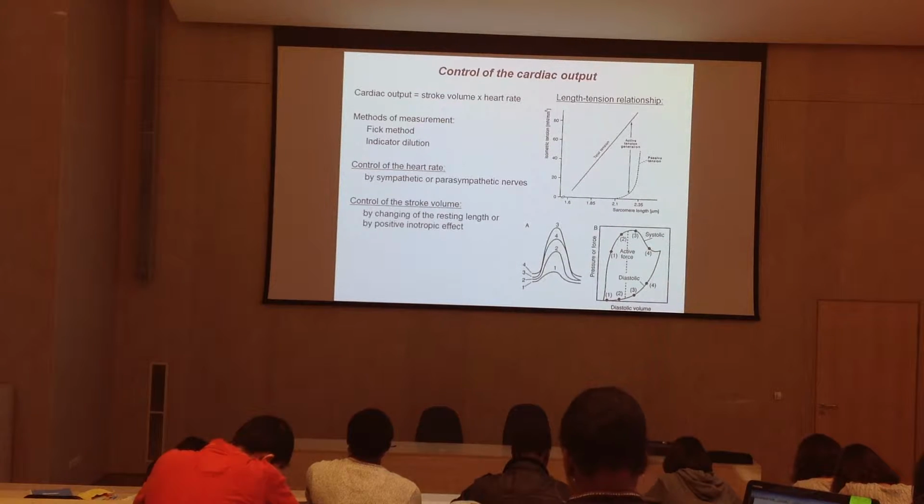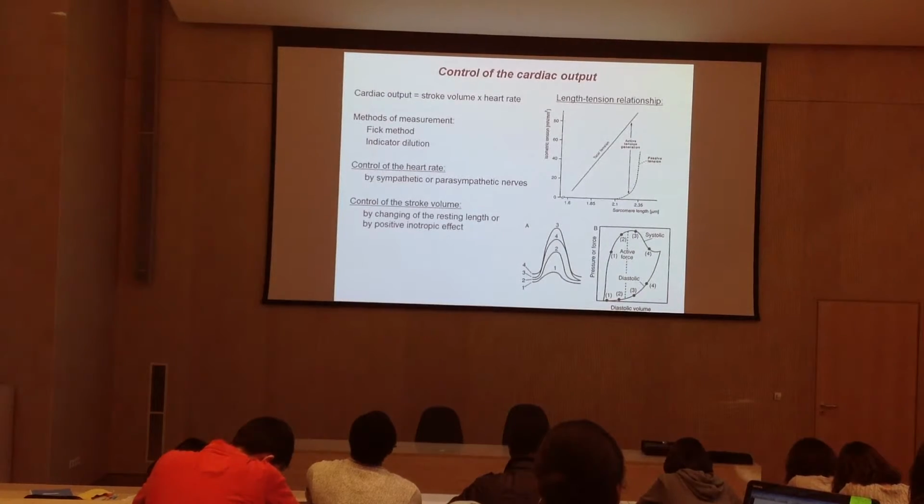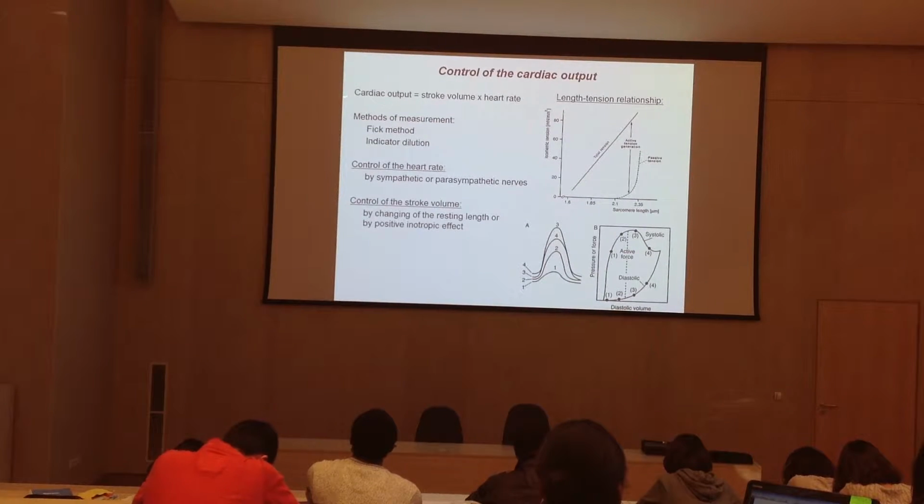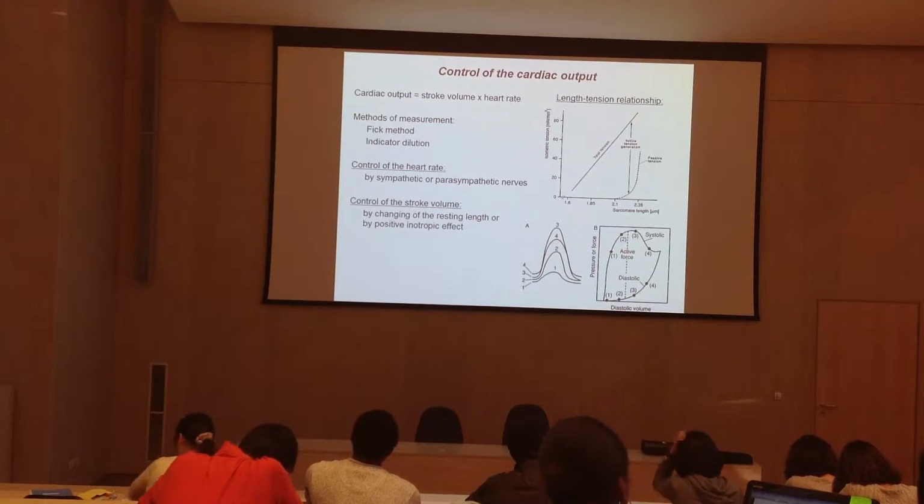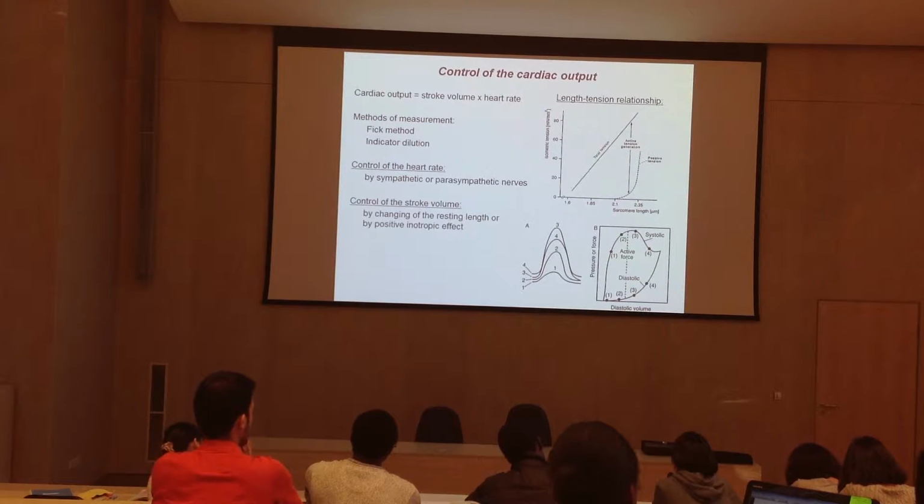Therefore, the 70 milliliter will be multiplied by 70 times in a minute, and this will be 4.9 liters, or on average 5 liters. So the normal physiological cardiac output is 5 liters over a minute. It means that 5 liters of blood is flowing towards the aorta during a minute. Don't forget that the total volume of blood is also 5 liters roughly.